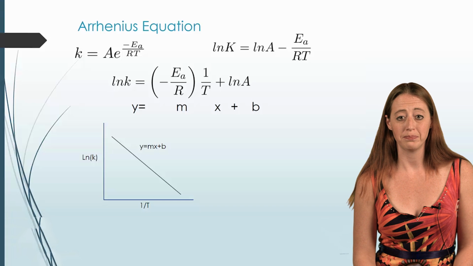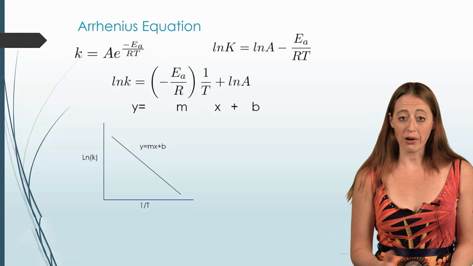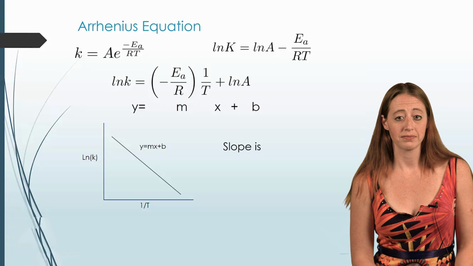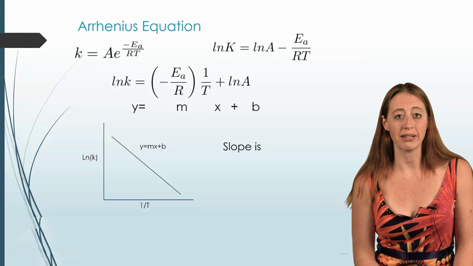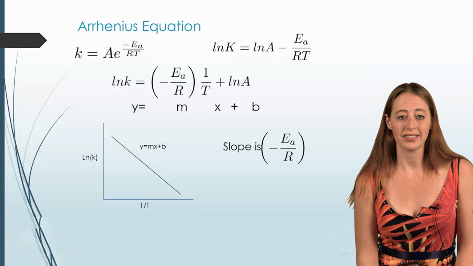And you'll do this in lab. So now if you look at this, what's your slope? It's that entire group that I'm calling m, right? So it's negative Ea over R. That's your slope.